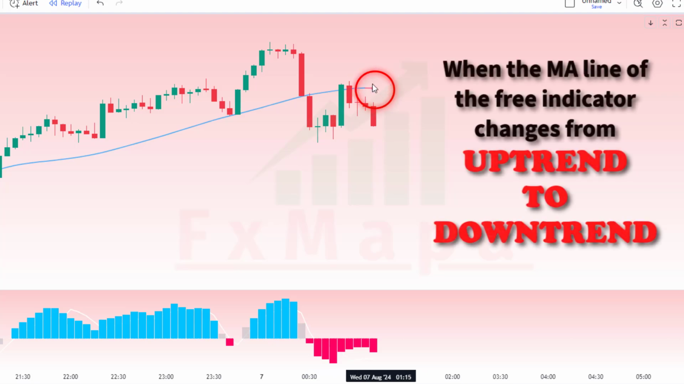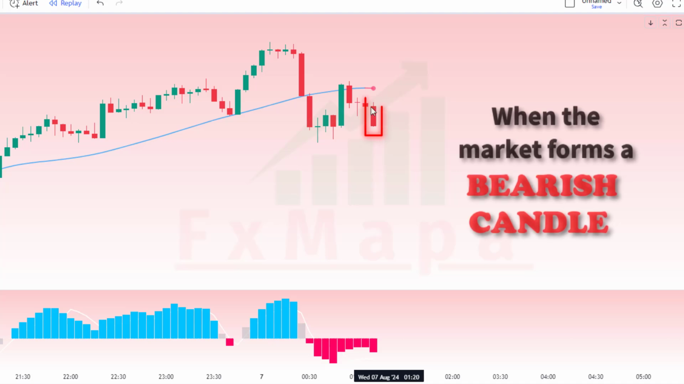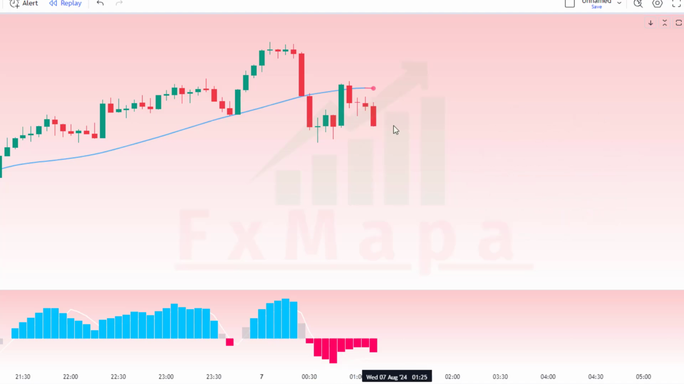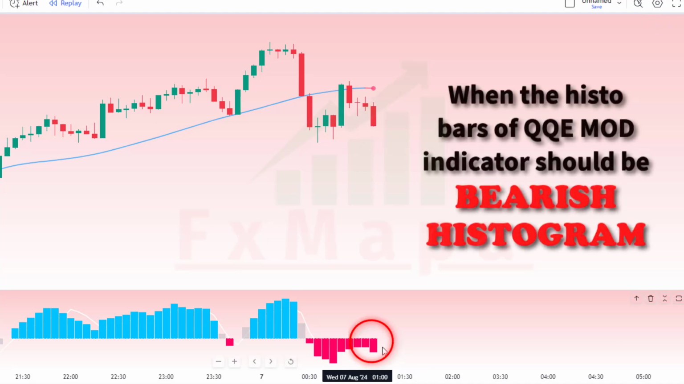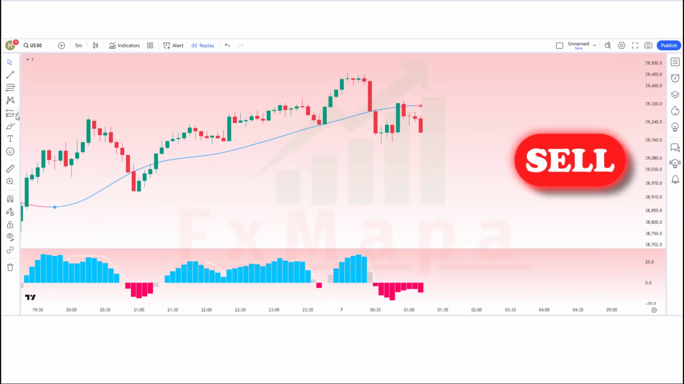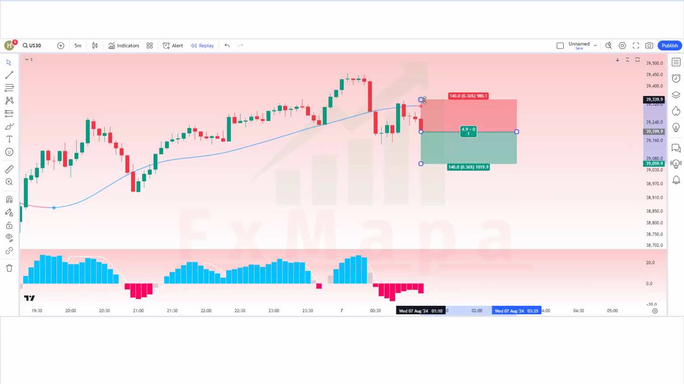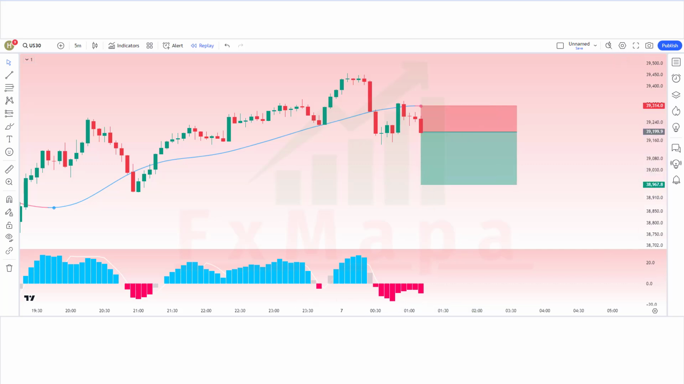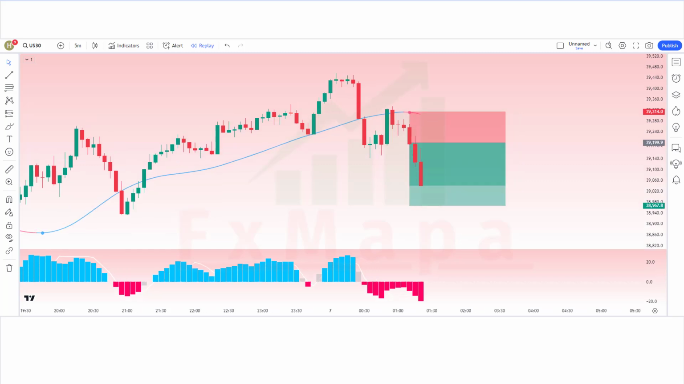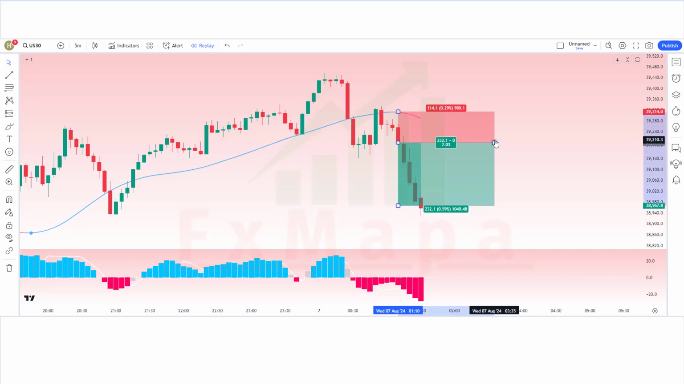When the MA line of the free indicator changes from uptrend to downtrend, when the market forms a bearish candle, when the histobars of FxMAPA indicator should be bearish histogram. If this condition is fulfilled, then we will place sell order. Our stop loss will be placed at the MA line of the free indicator. And the risk to reward ratio will be 1:2. The market has completely hit the target.